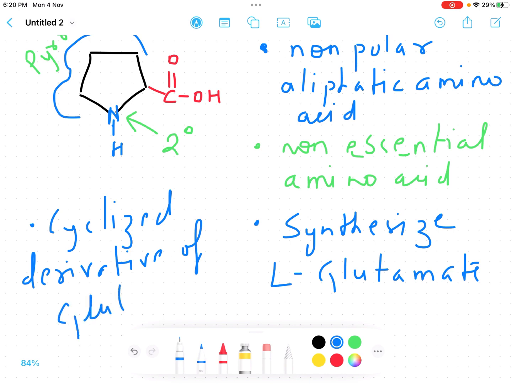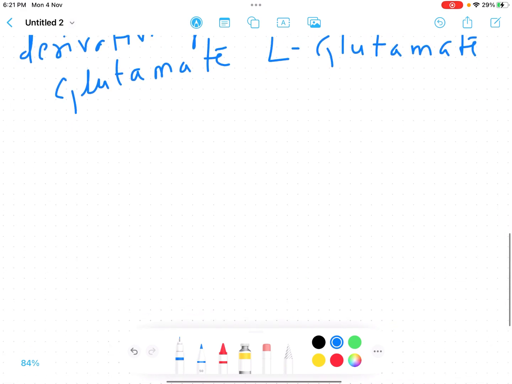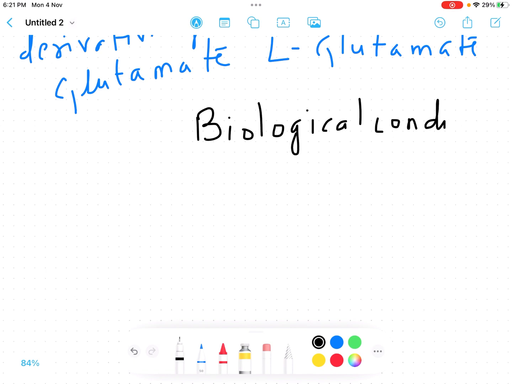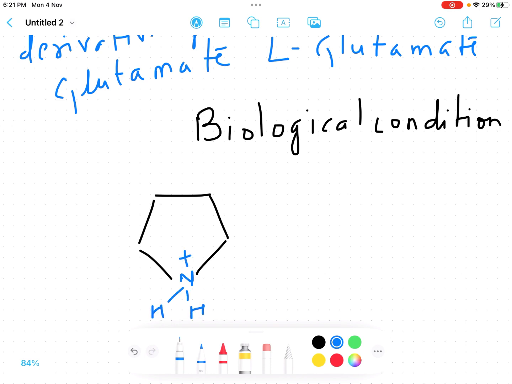Now, proline is also proteinogenic. It is used in the biosynthesis of proteins. And in biological conditions, proline is present in a zwitterionic form. Now you might have learned that in a zwitterion the amino acid is in ionic form, and here you can see that the nitrogen is protonated with one more proton and has a positive charge, and the carboxylic group is in the form of a carboxylate ion.